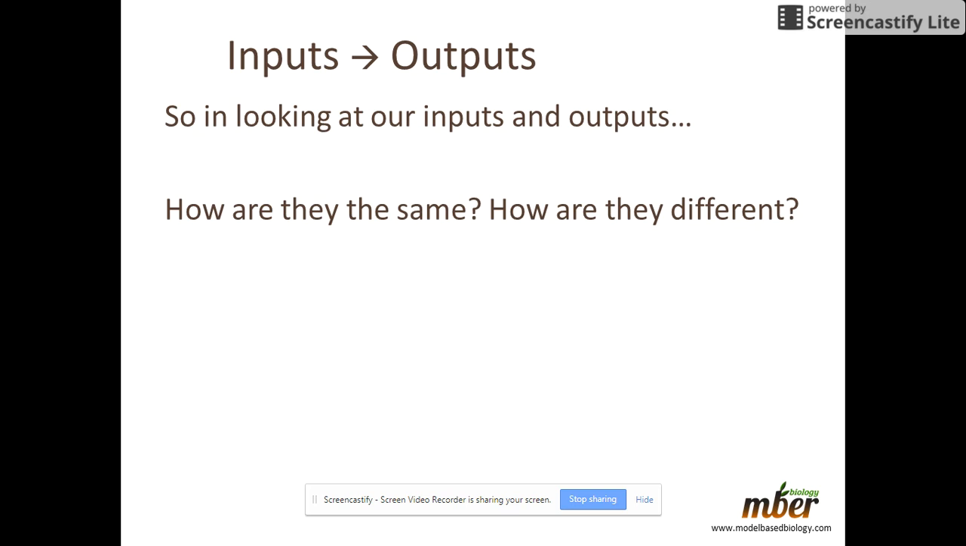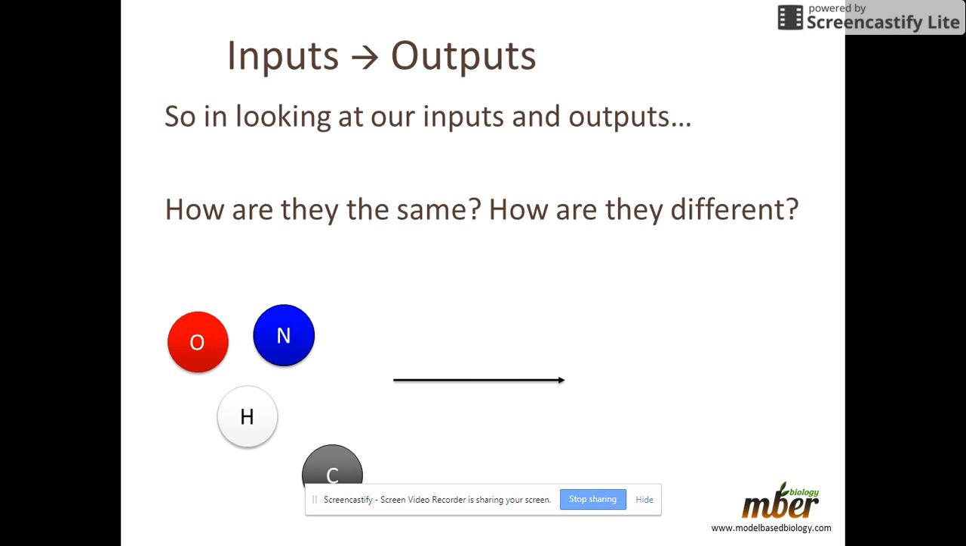Okay, let's look at it a different way. In looking at our inputs and outputs, how are they the same? How are they different? So here is an input. We've got oxygen, nitrogen, hydrogen, and carbon. We're going to put it in. What's going to come out on the other side? Will it be the same? Will it be different? Will it be rearranged?